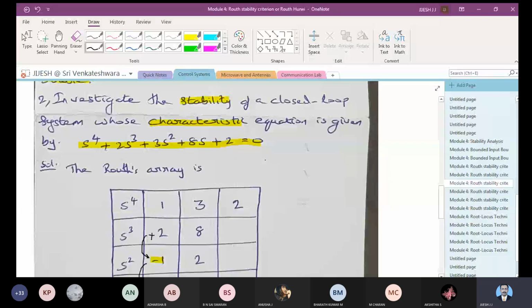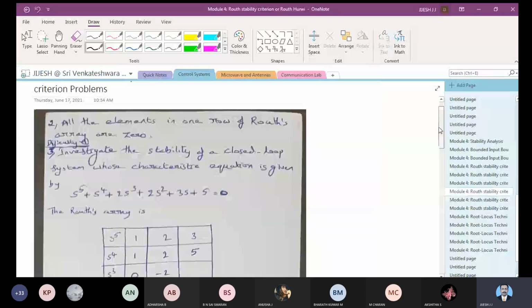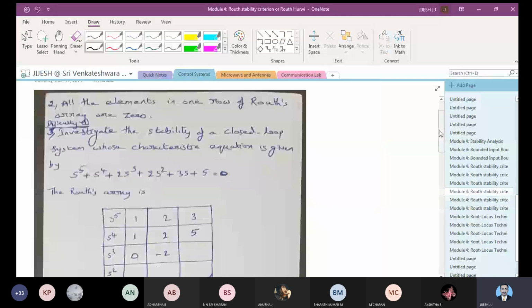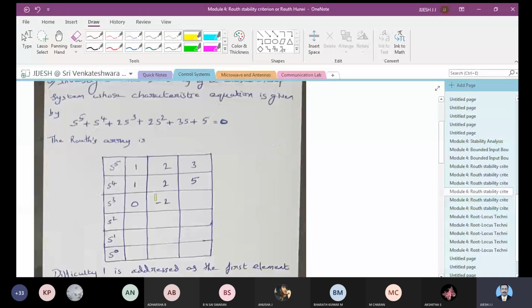The second difficulty is that all the elements in one row of the Routh array are 0. In the first difficulty, I will just take you through the example. You can see that you have a 1 0 appearing in here. When you see a 0 here, you can say that it is difficulty 1.